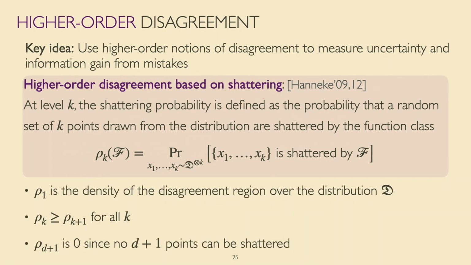Some things to note about this: ρ_1 is exactly the density of the disagreement region, which is just whether you draw a point, whether it can be shattered by the function class. And this thing is decreasing. So ρ_k is greater than ρ_{k+1} and so on, because if you can shatter k+1 points, you can shatter every subset of those points as well. And ρ_{d+1} is 0 because you can never shatter d+1 points. So there's no draw that you could get that could shatter d+1 points. This was proposed in some active learning framework, where they use this to decide which points to query, but not in this context as far as I know.